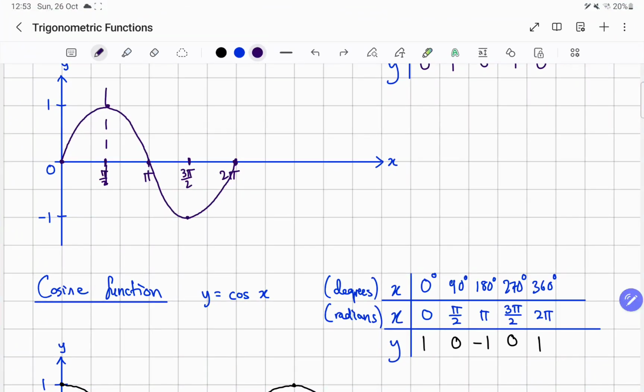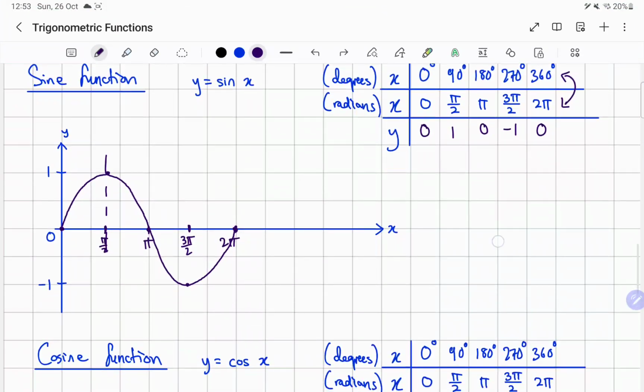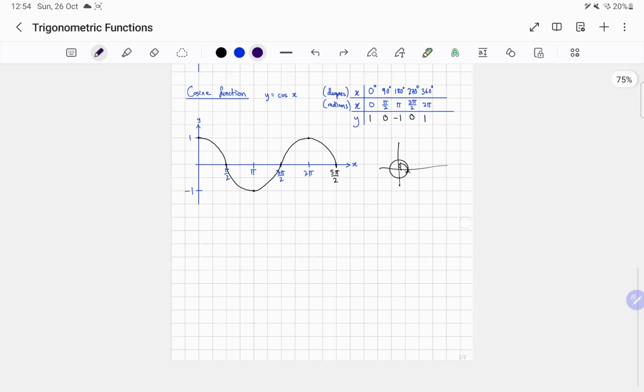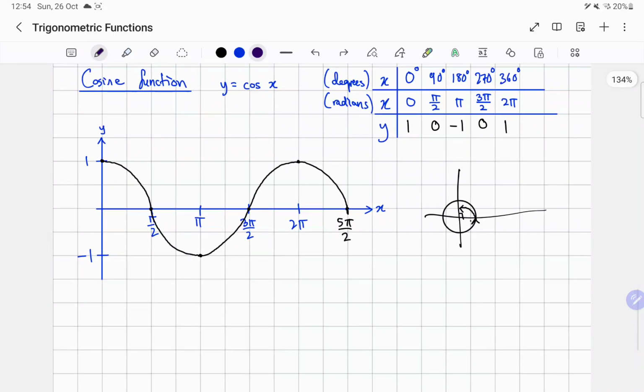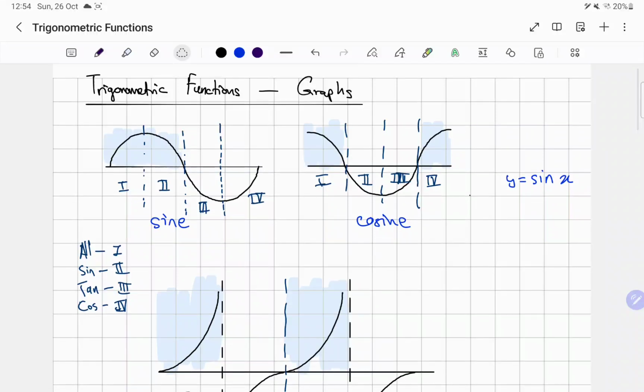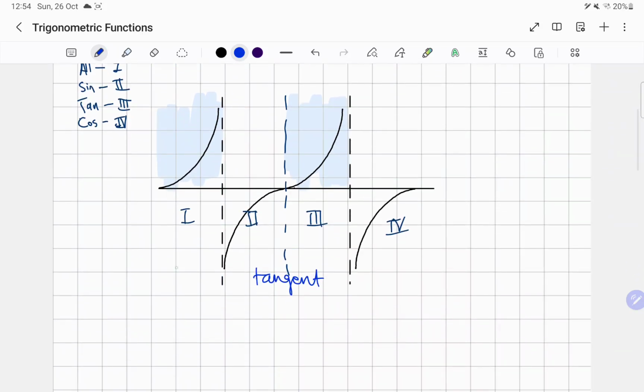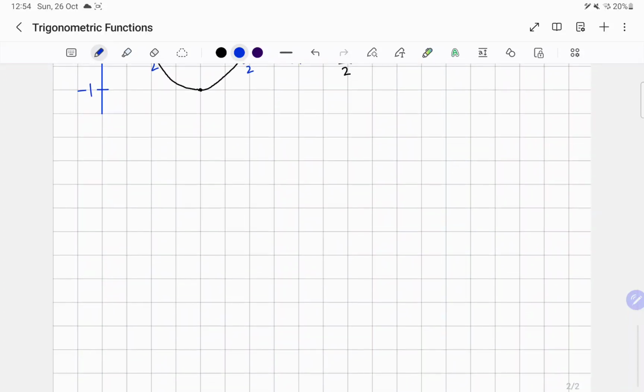Now, maybe we can stop with sine and cosine first, or maybe I'll just finish tangent. I'll just show you the tangent graph also. So this is how sine and cosine graphs look like. Long story short, we have already covered this. We know now why sine graphs and cosine graphs look like this. Next, let's look at what the tangent graphs look like.